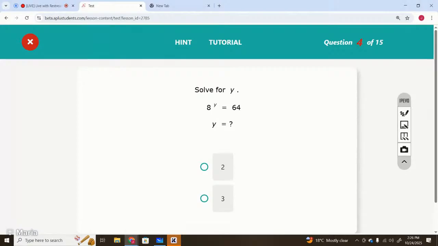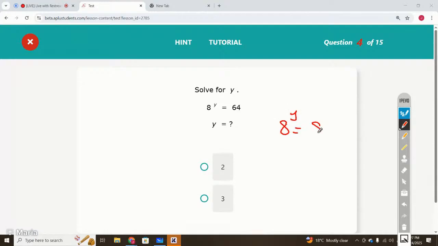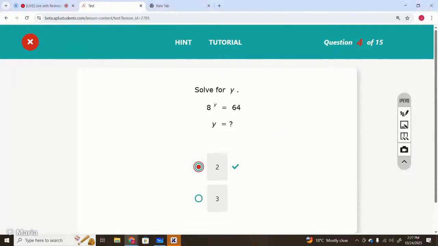Solve for y. 8 exponent y equals 64. That is 8 exponent y equals 8 times 8. That is 8 exponent y equals 8 square. So y equals 2. Option number 1 is the correct option.